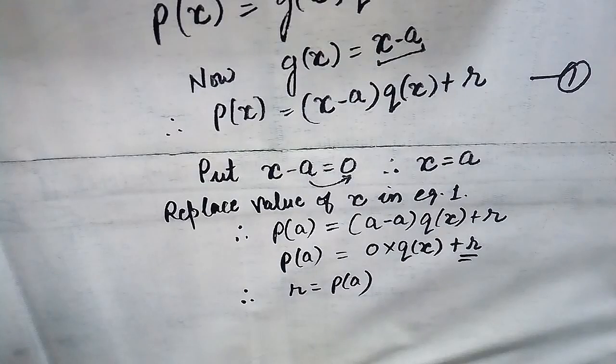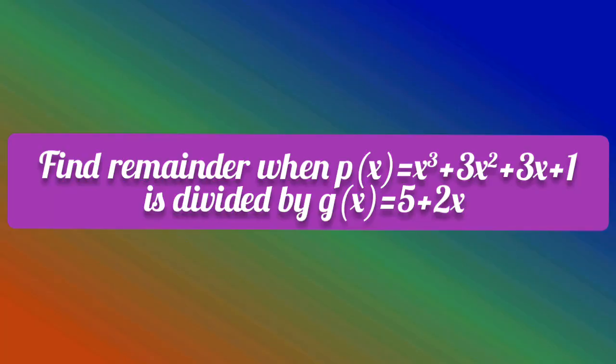Now let us see how to apply this theorem to solve questions. So the first type of question is, find the remainder when p(x) equals x cube plus 3x square plus 3x plus 1 is divided by g(x) equals 5 plus 2x.